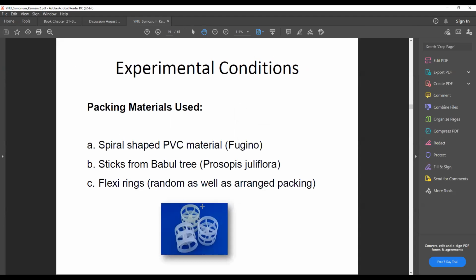So we work with a variety of packing material. The chemical engineering background really helped to identify suitable packing material. We tried PVC material, which was spiral shaped. And sometimes these materials cannot be afforded by the local entrepreneurs working in Tirupur. So we took even natural vegetation, which was available in the Tirupur area. We also had other types of rings.